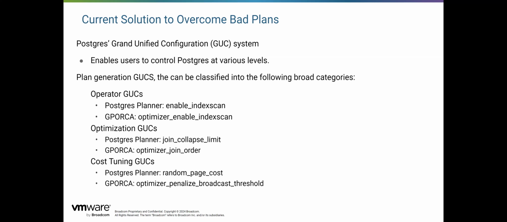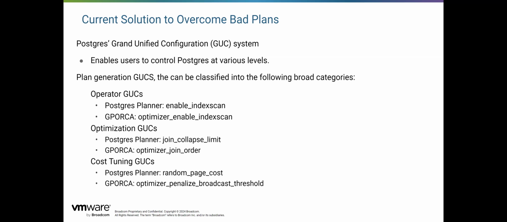Or, for example, if I have a join order of more than 20, the Postgres planner will take forever to do join ordering, so I say the join order limit is 10 or 5. Or you just tweak the cost model, saying I know the cost model is not perfect, so I'm going to tweak it a little bit. But these are the broad categories.